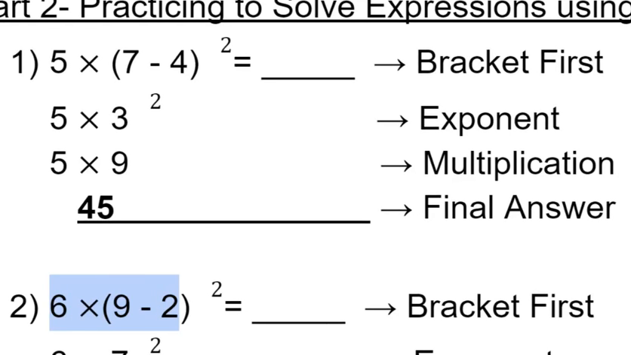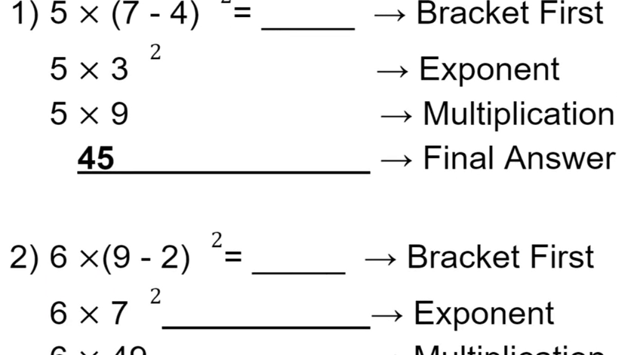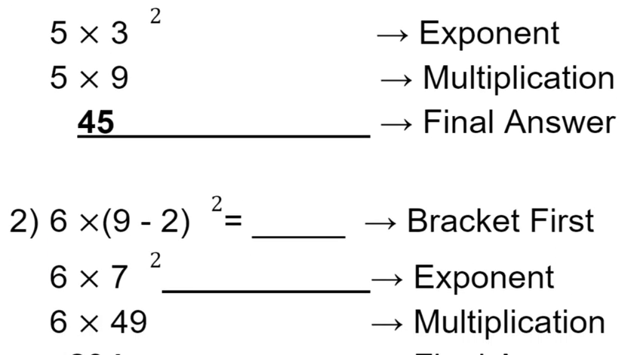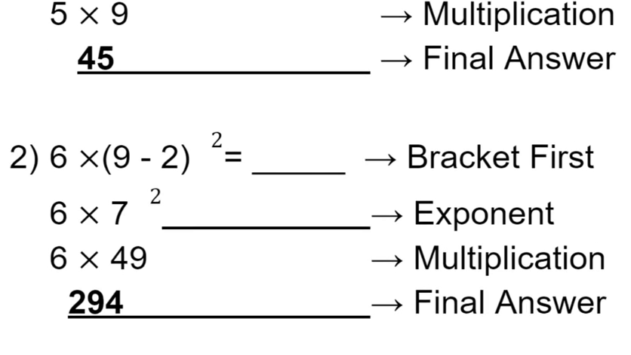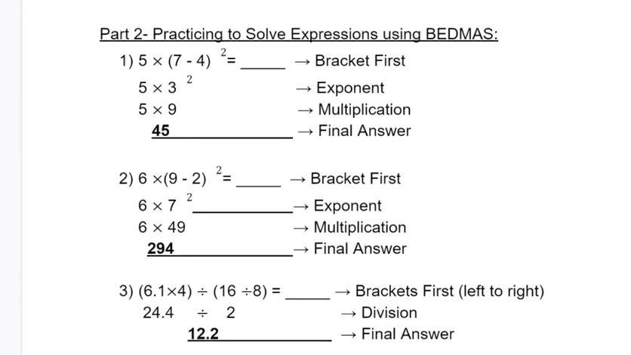So 6 times, in brackets, 9 minus 2, to the power of 2. Well, here we do brackets first as well. So it's 9 minus 2, which is 7. We rewrite everything, so 6 times 7 to the power of 2. The next thing here is the exponent. The exponent is on the 7, so 7 times 7 is 49. 6 times 49 is the multiplication part, which is left, and that would be 294 as our final answer.